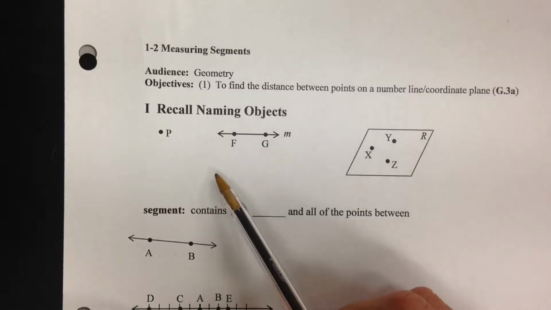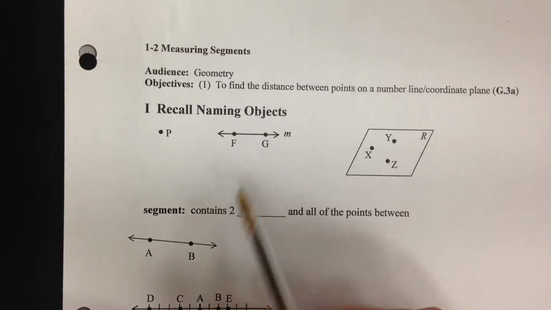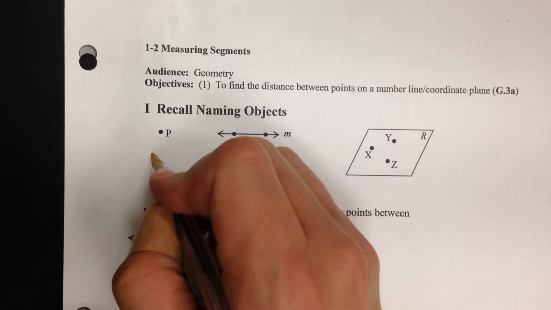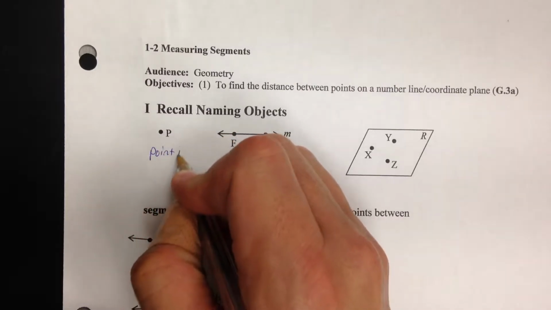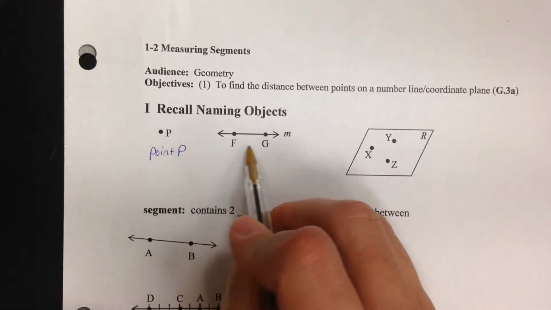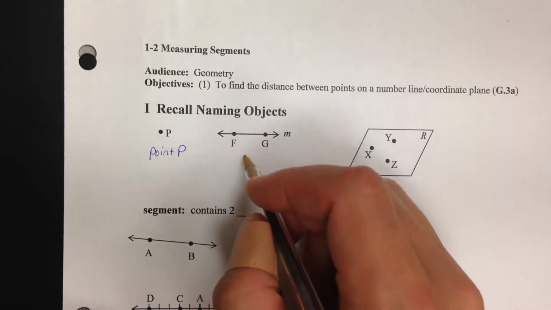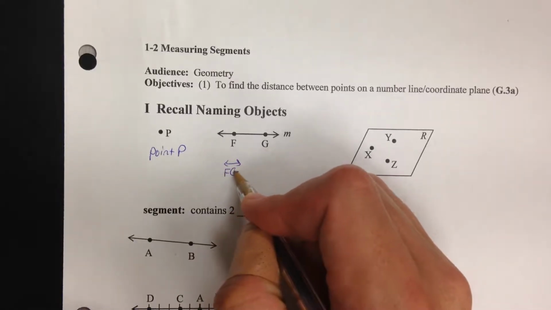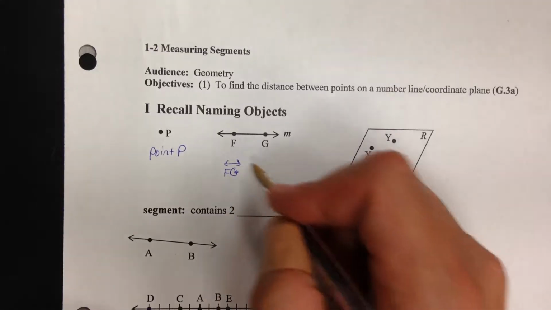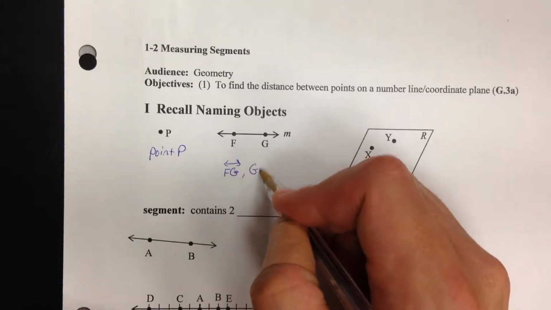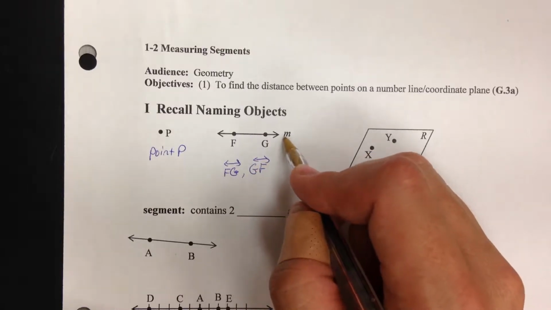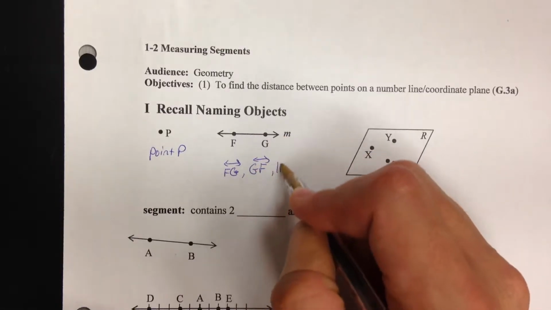All right, so we're going to start with a review of just naming objects. So if you have this right here, that represents a point. That's point P. Now this would be a line because of the arrows, and we can call that line FG because you need 2 points to name a line. We can call it line GF. Or if you have that lowercase cursive letter, you can say that that's line M.